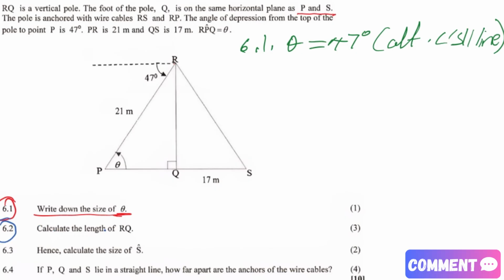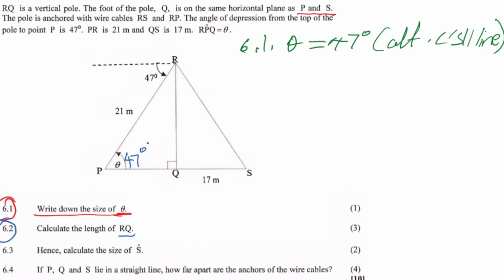6.2, it says calculate the length of RQ. So we need to find RQ. This is RQ, right? So we need to find RQ. Okay, so now in order for us to find RQ, we already have what? Angle theta here, which is what? 47 degrees. So with reference to this angle, right? Angle P, this side is the opposite side. This one is the opposite side. And that is the hypotenuse there.